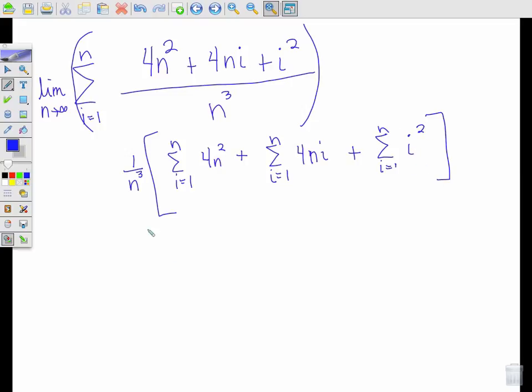All right, I'm going to continue to simplify this. So this is 1 over n to the third. I can pull my n squared in front of this, n squared times the summation as i goes from 1 to n of 4. We're going to work on that in a second. I can pull the n in front of this one.